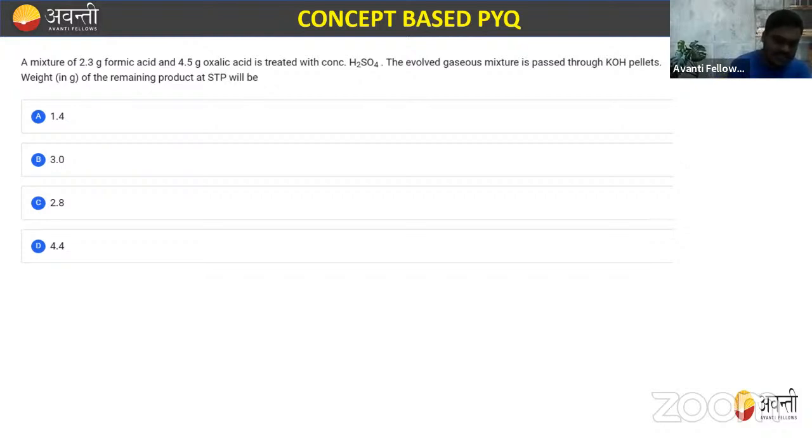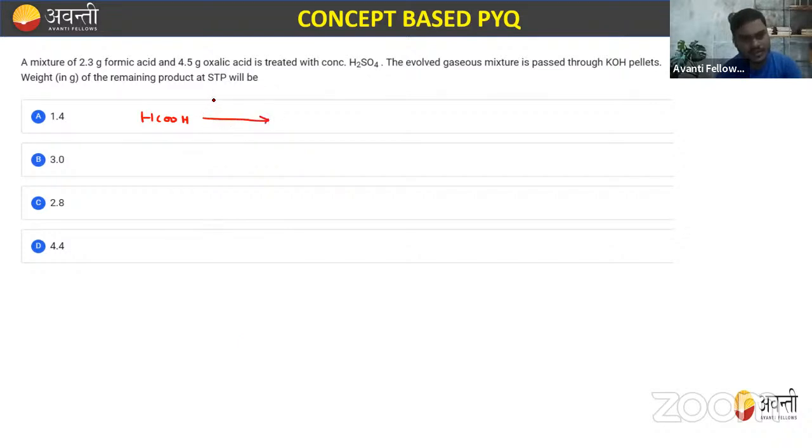So we know this reaction basically, that is formic acid, also known as methanoic acid, and mixture of formic acid and oxalic acid, right? So first of all, this formic acid is treated with H2SO4.